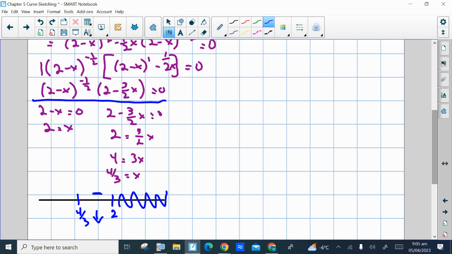A number less than 4/3, we can use 0. So 2 minus 0 is 2. 2 to the negative 1/2 is 1 over the root of 2. Still going to be positive. And the second factor will also be positive. So the graph is increasing there, which means that we have a maximum at f at 4/3.